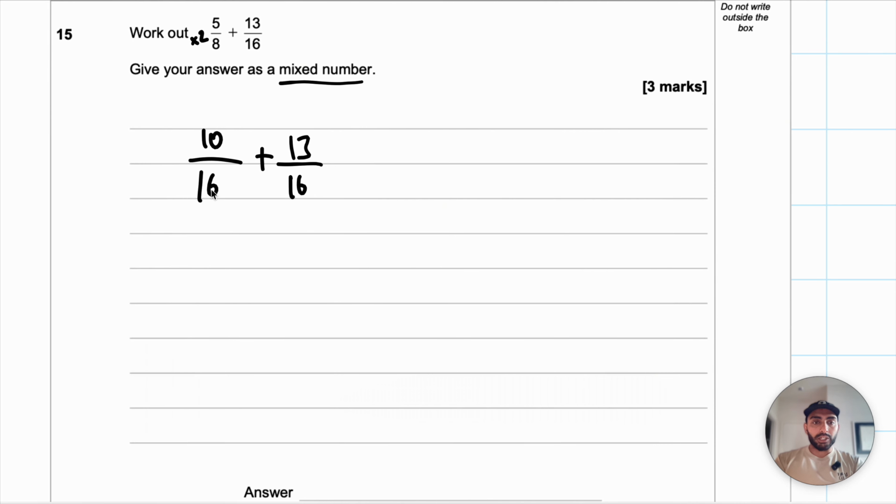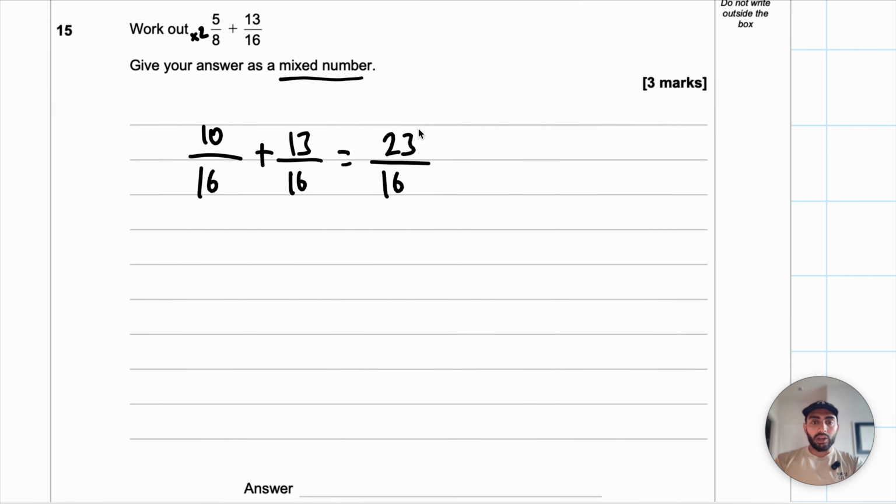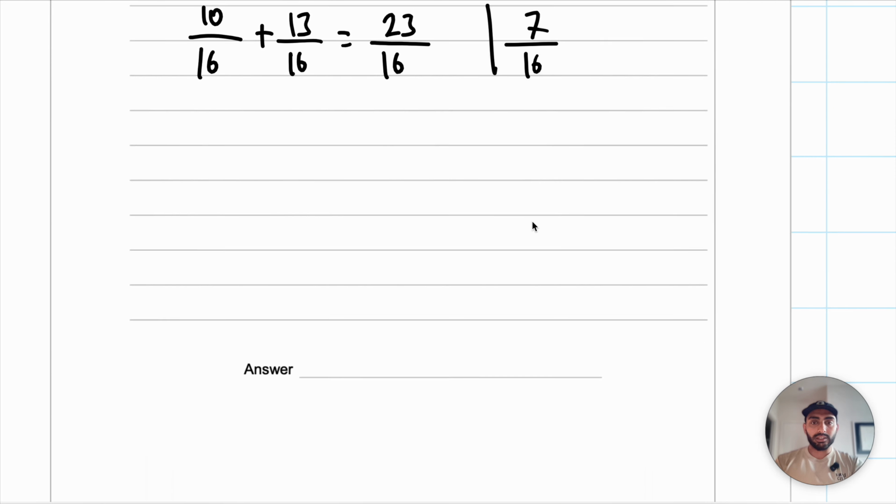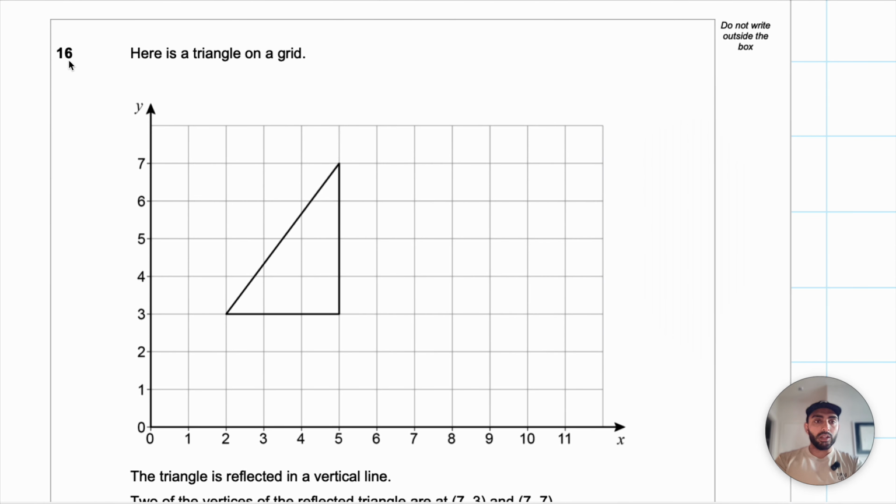I just need to add my numerators, keep this as the same. 10 and 13 is 23, over 16. It wants it as a mixed number, so how many wholes are in there? How many 16s fit into 23? That would be 1. What's remaining? 7, and I would place it over my original fraction, which is 16. So 1 and 7/16.